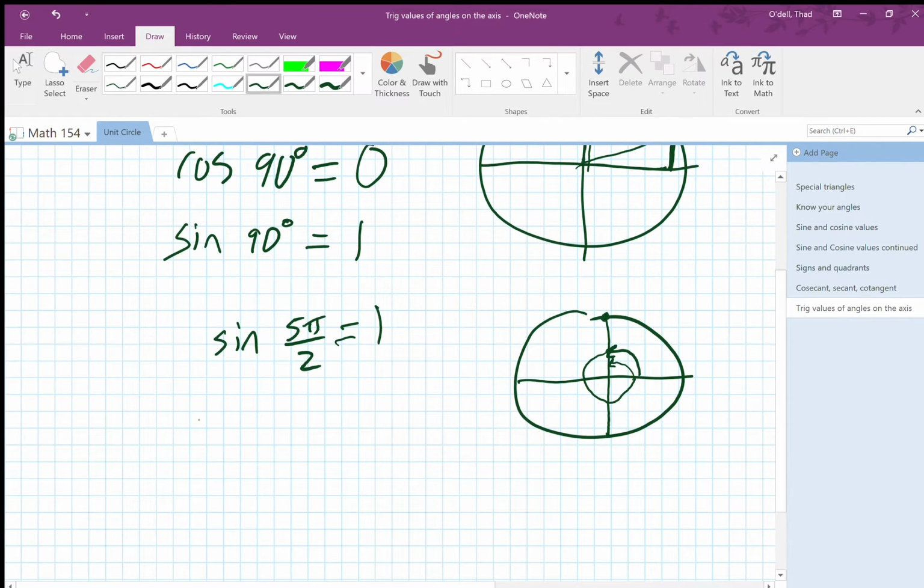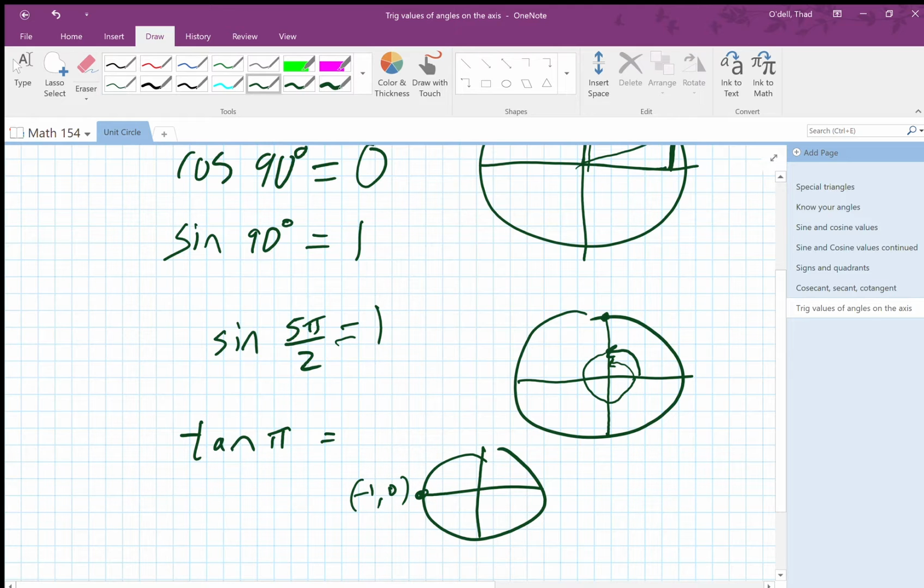Or if I'm looking for the tangent of, let's say, pi. If I draw my unit circle, pi of course is right here, and since we're going to the left one and neither up nor down, we know the coordinates of that point are (-1, 0). And since tangent is sine over cosine, this is going to be 0 over -1, which is of course equal to 0.